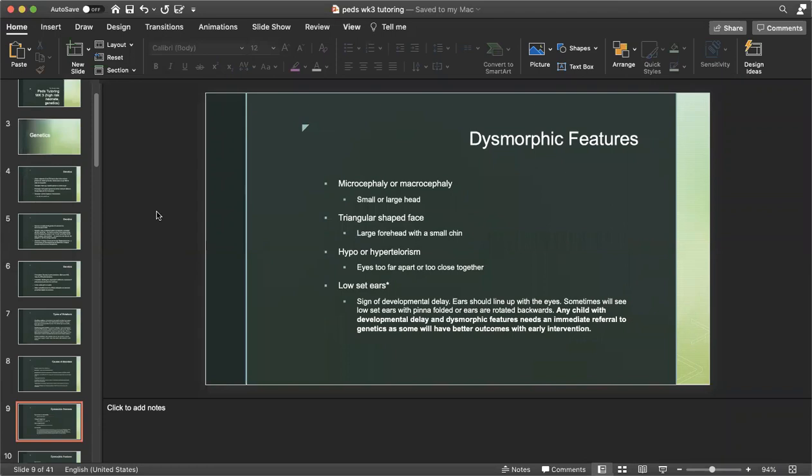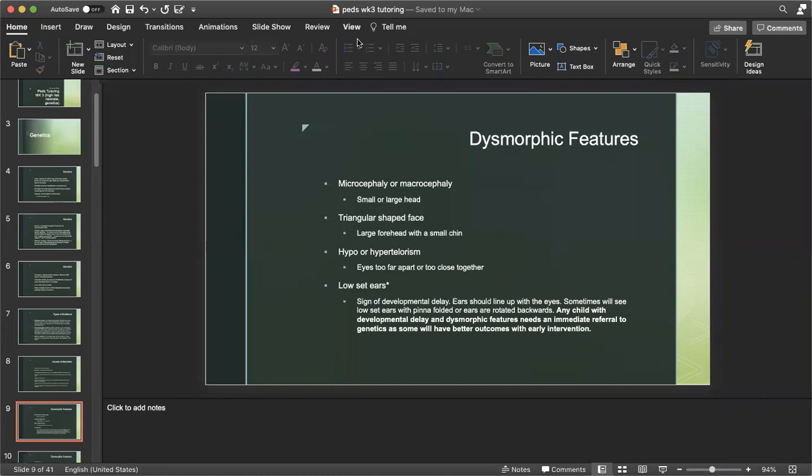So the different dysmorphic features: microcephaly or macrocephaly, micro, small, macro, large. So microcephaly, small head; macrocephaly, large head; triangular shaped face; large forehead with a small chin. I feel like that's pretty self-explanatory. Hypo or hypertelorism, either the eyes are too far apart or too close together.